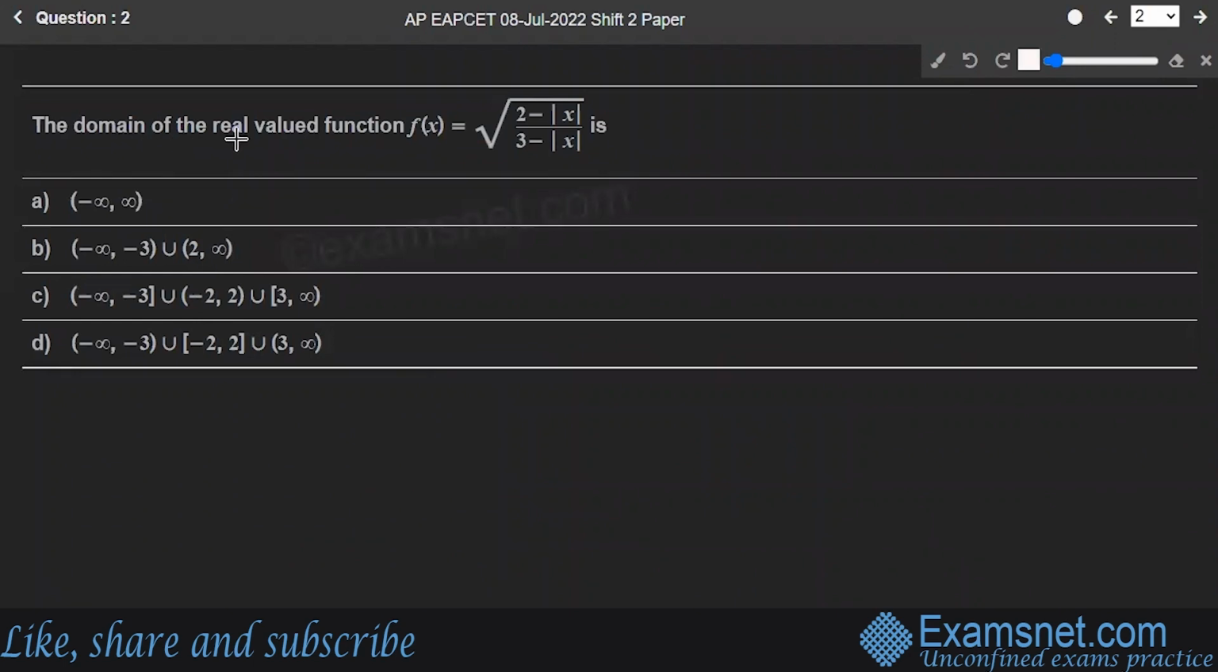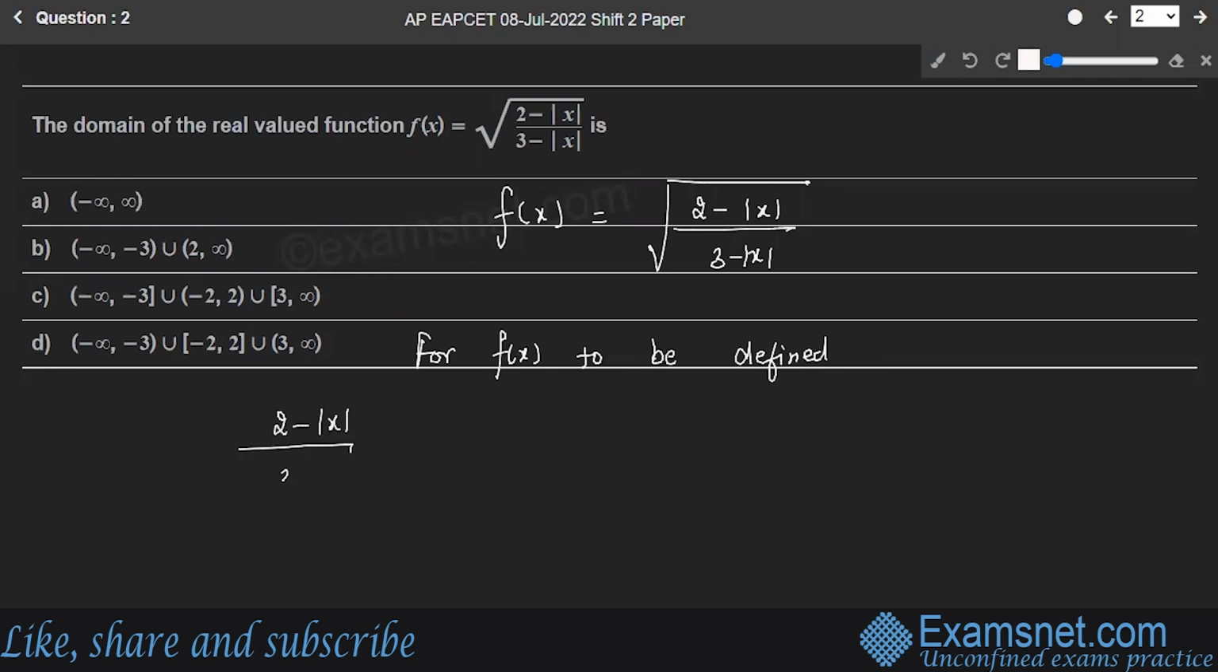Question number 2. You have to find out the domain of the real valued function f(x). Your function is f(x) is equal to root of (2 minus mod of x upon 3 minus mod of x), whole under the root. So for f(x) to be defined, this whole term which is under the root, that is 2 minus mod of x upon 3 minus mod of x, should be greater than equal to 0.